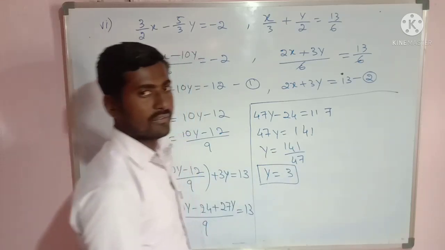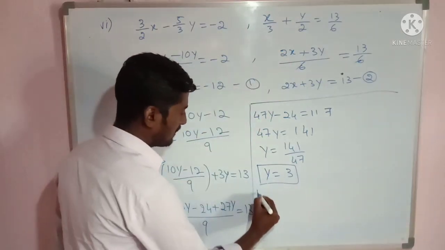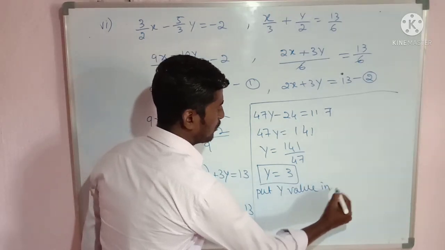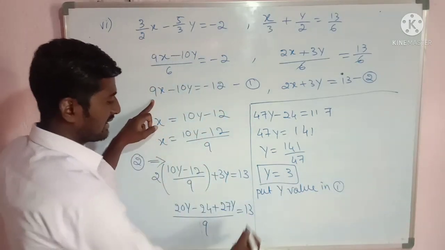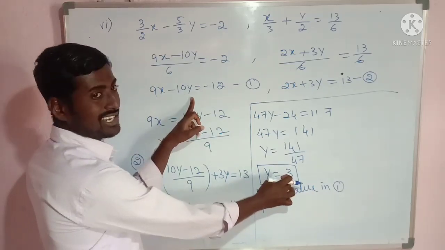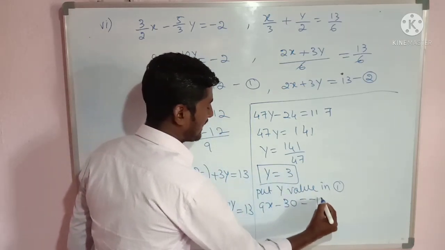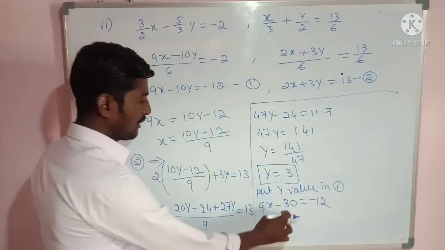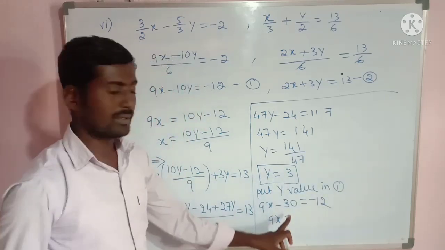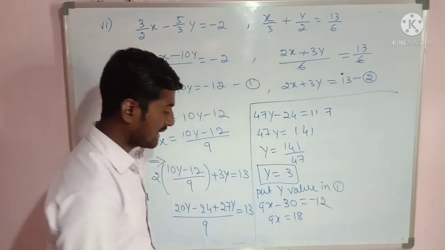Then I have to find the value of x by substituting y value in equation number 1 or in equation number 2. Put y value in equation number 1. Now here 9x minus 10 into y. 10 3s are, that is 30. Directly I will write 10 3s are 30 is equal to minus 12. Now I will send it to the right side. 9x is equal to, this will become plus 30. Plus 30 minus 12, that is how much? 18.